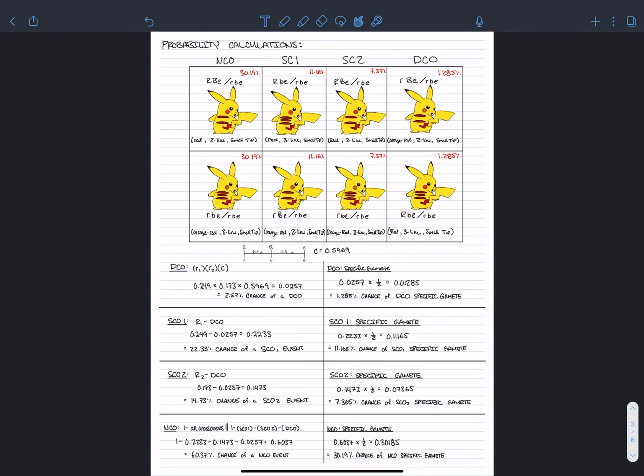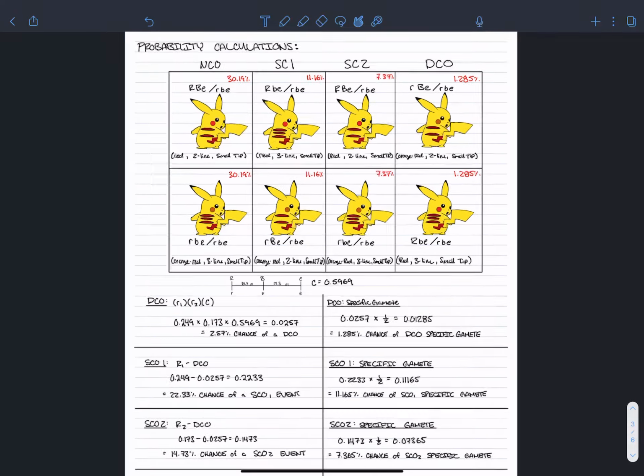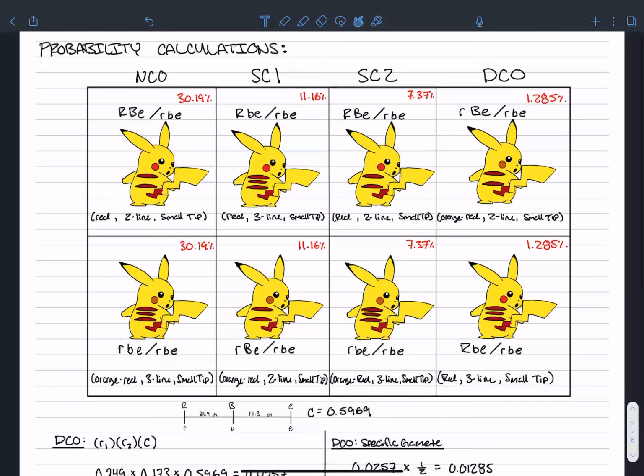On this page, I have all the possible Pikachu phenotypes as a result of the test cross on the previous page. The genotypes of each possible combination can be found within each matching box, along with a written breakdown of the phenotype. The percentages of probability are located at the top right of each box as well. Here you can pause again, see for yourself.